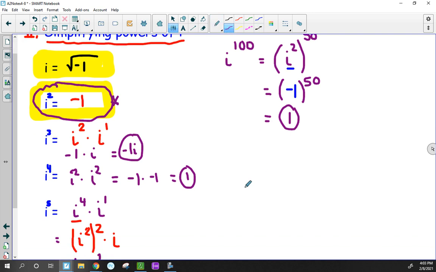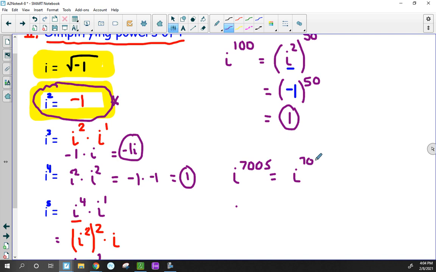Alright, let's try another one. Let's do i to the 7005. It's a huge power, 7005. So what we want to do right now is ask ourselves, will 2 divide into 7005? Well, 7005 is not an even number. So we're going to write it as close as we can. We're going to write it in terms of a power that is even.